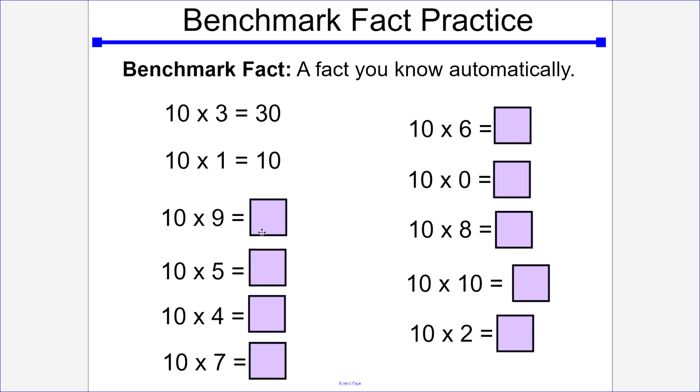10 times 9. Ooh, that's a big fact. That's 10 squares in each row times 9 rows. 10 times 9 is 90. 10 times 5. 10 squares in each row times 5 rows. Oh yes, 10 times 5 is 50. You'll answer the rest of these 10 facts, benchmark facts, independently.